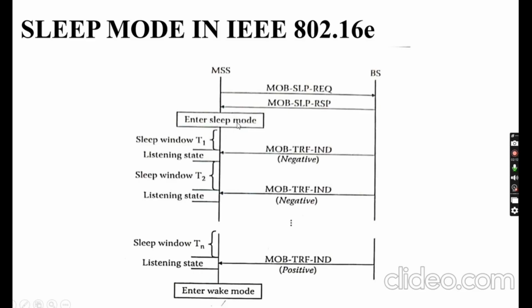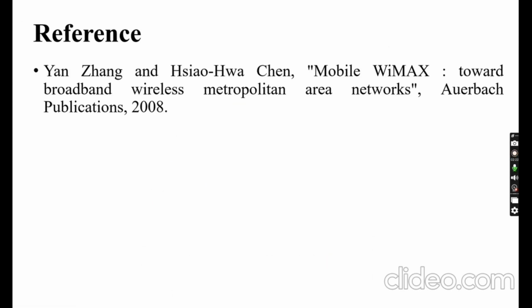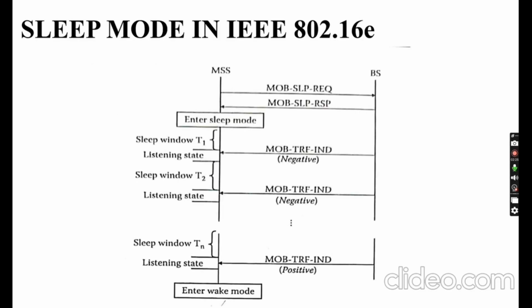After entering sleep mode, it will go to a sleep window of initial T1 time duration. After that, it will come and listen to the channel for L time duration. During the listening state, the mobile senses the channel for any traffic. Here TRF indicates traffic, and IND means indication. If there is any traffic allotted to me, that is checked by the mobile station in the listening state. If there is no traffic request, it shows negative. If it is negative, then the sleeping window will start.